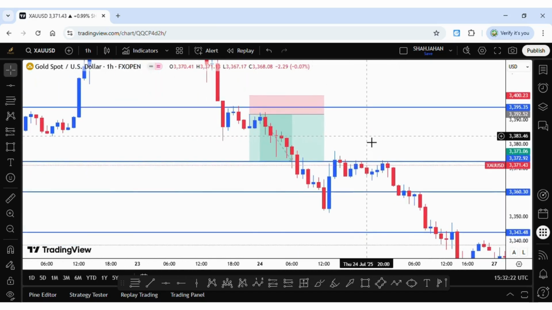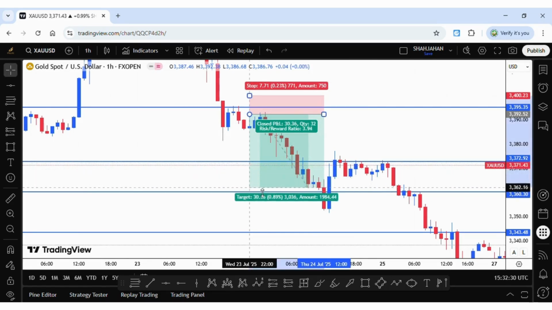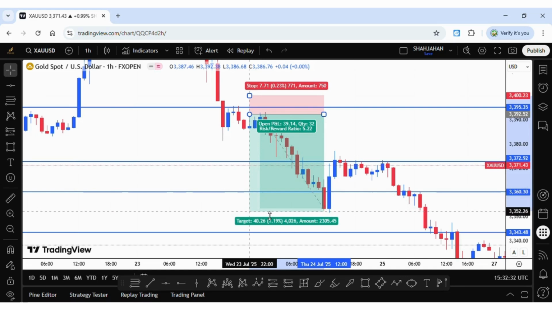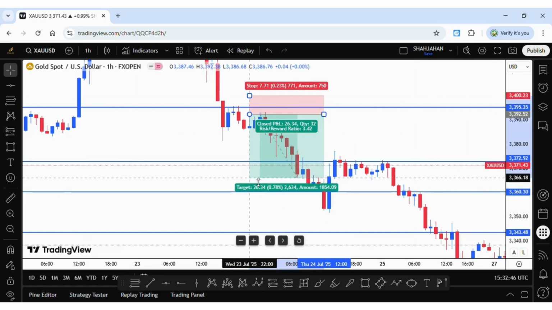If you have courage, you can trail your TP in profit till the last swing low. So you can see the profit is 1 to 1.16, and your SL is just 0.23.